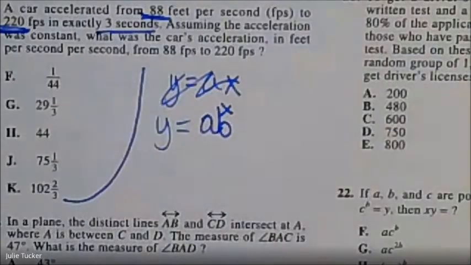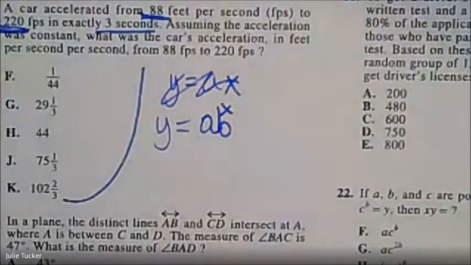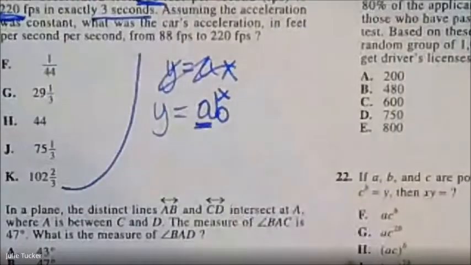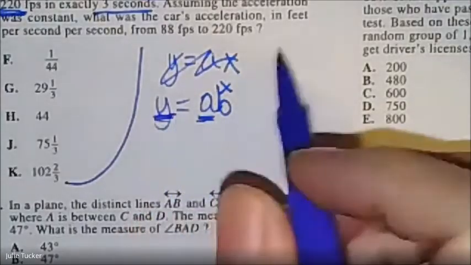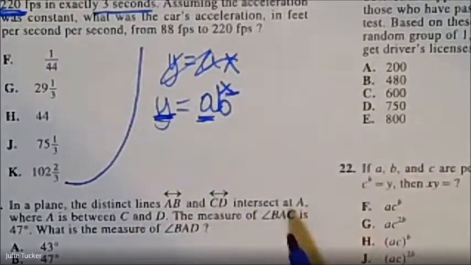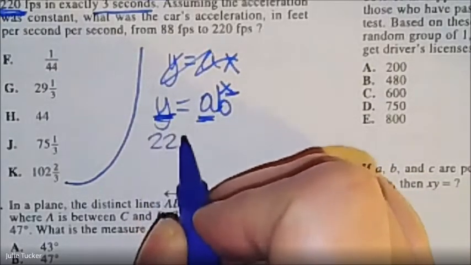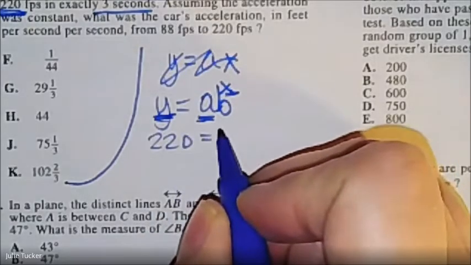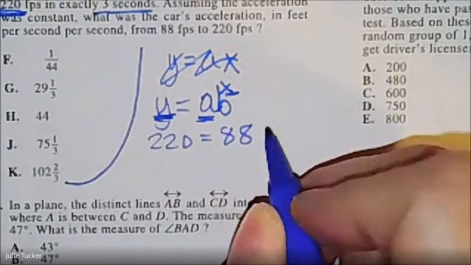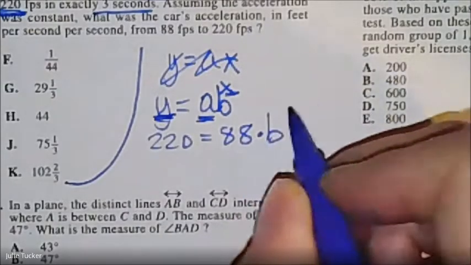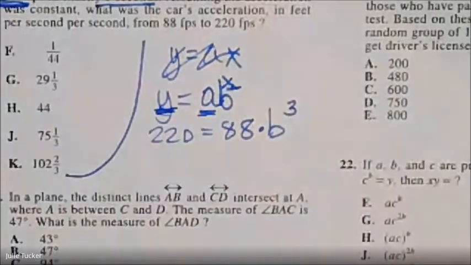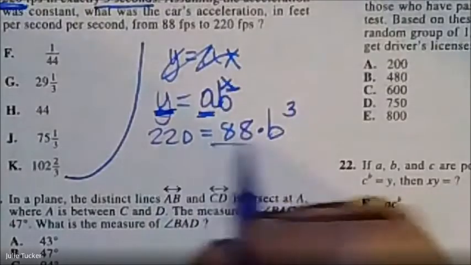Okay, so the thing is, to find out, we know A is your start amount. And we know the final amount, so that can go here. And we know the time is 3 seconds. So it would be the final amount equals the starting amount times, you don't know B, and then raise it to the third power.